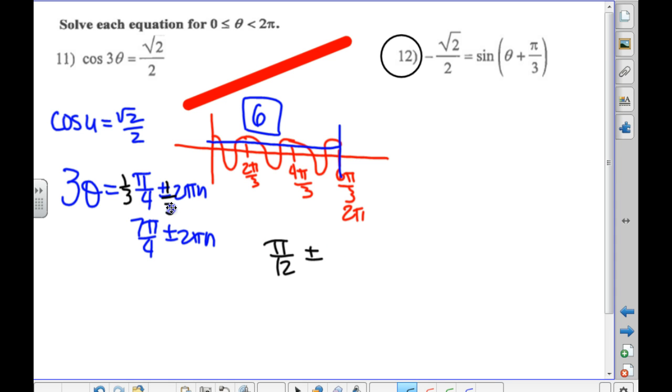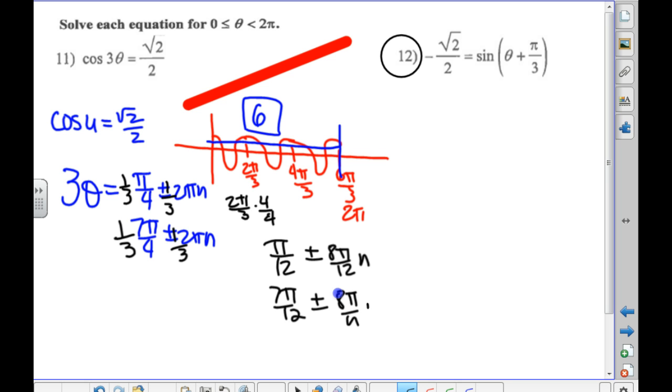Can we write 2/3 as 12ths, just to humor me? 2 pi over 3 would be 8/12. This one, if we multiply by a third, becomes what? 7 pi over 12, plus or minus 2 pi over 3, which is 8/12. So one solution is what? Pi over 12. Add 8/12 and you get 9 pi over 12. What does that reduce to? 3 pi over 4.